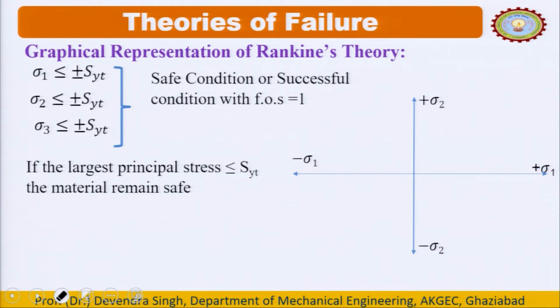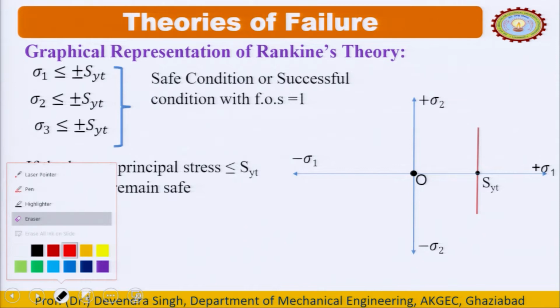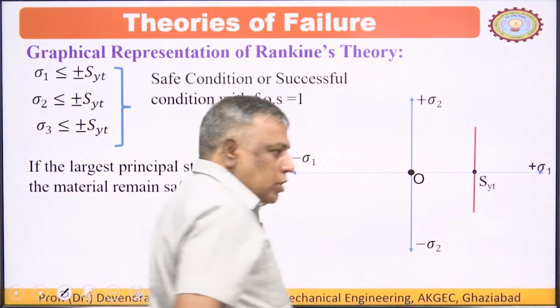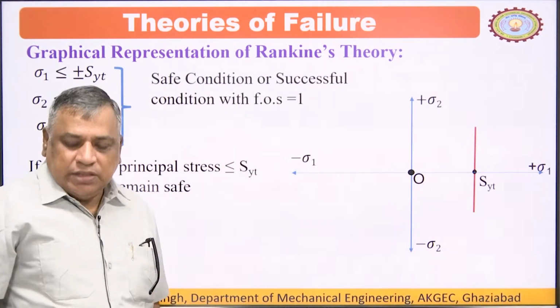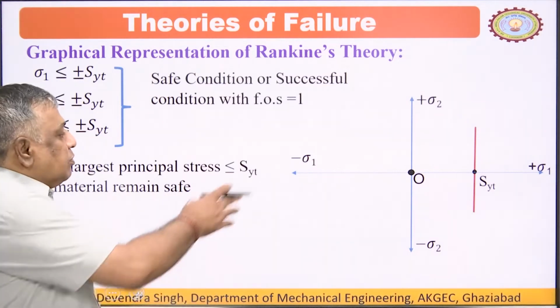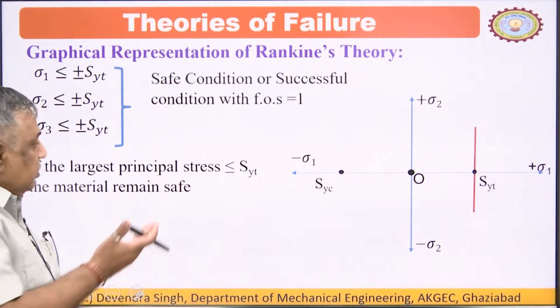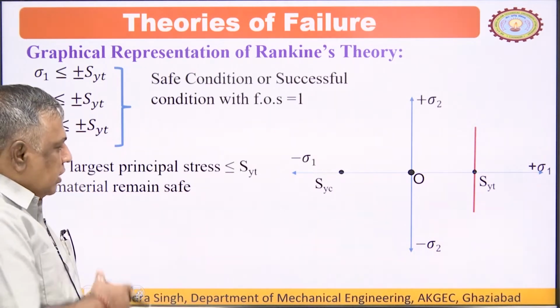On the right hand side of the origin is the positive sign, that is tensile, upside is tensile, and left side and downward is the compressive or negative. So, O is the origin here, and then we mark S_yt on the right hand side. So, sigma 1 is equal to S_yt. This is the line with a constant abscissa value, sigma 1 value. Then S_yc, I will replace it with minus S_yt, or you can write S_yc.